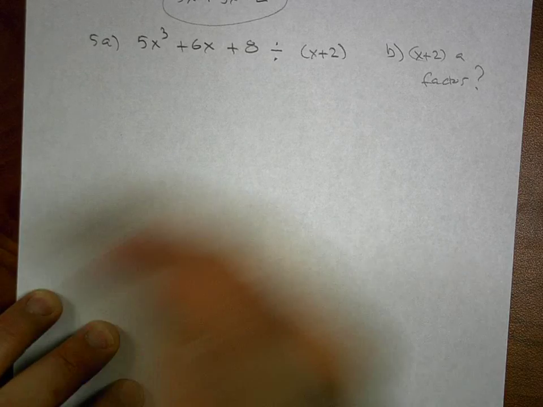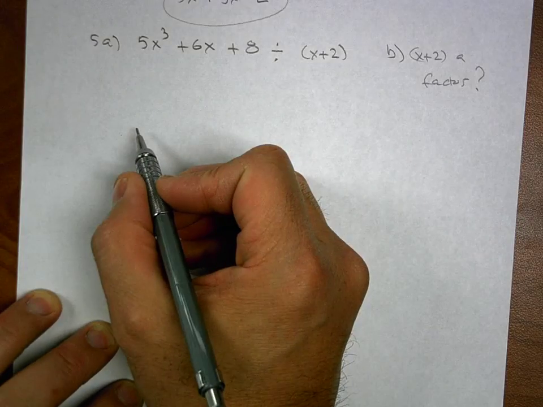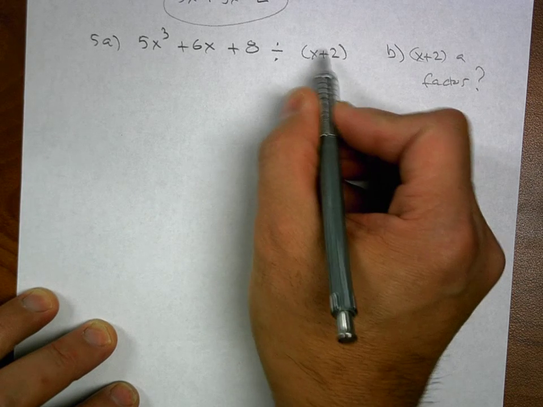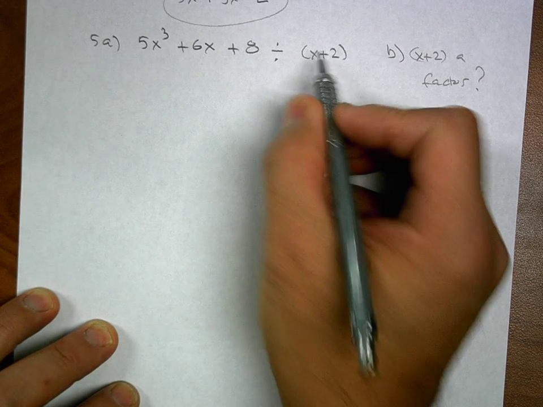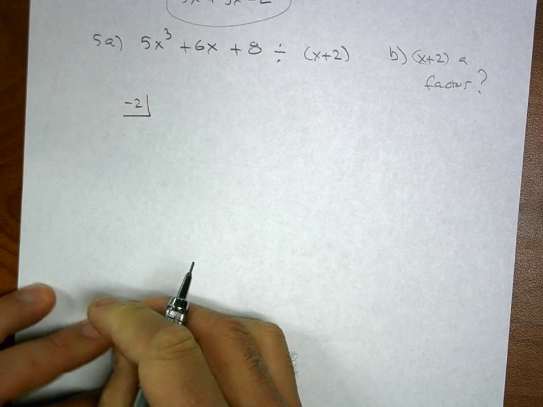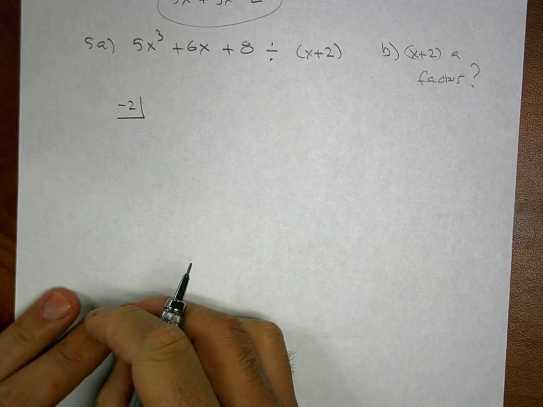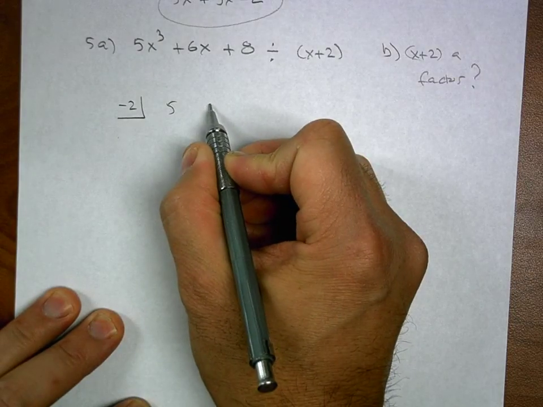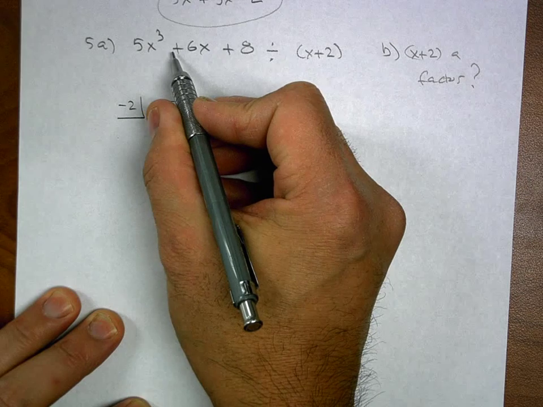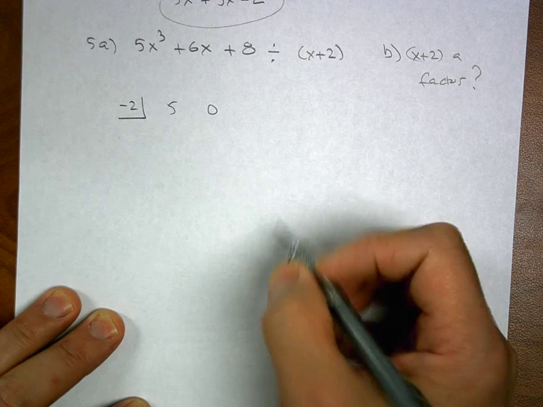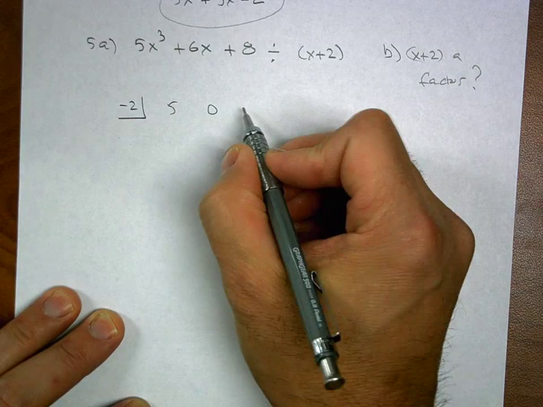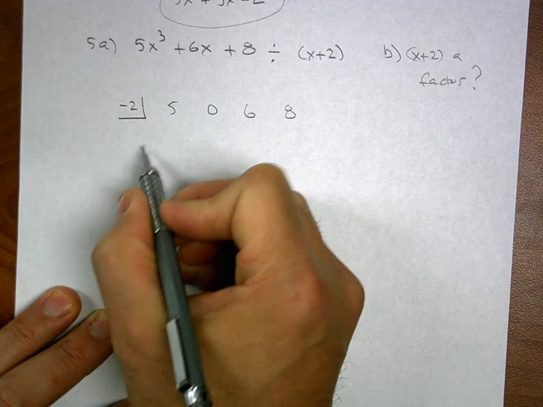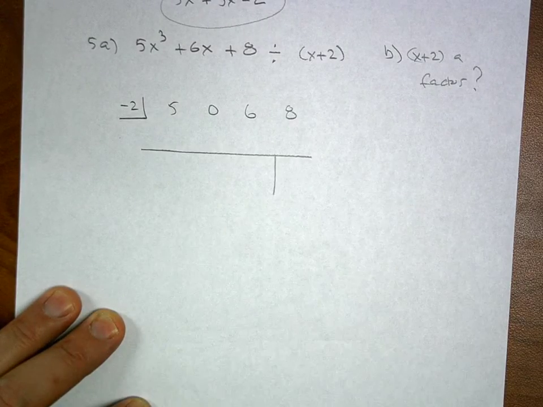All right, so what do we put in the little box? 2 or negative 2? Negative 2. Whatever makes that 0 right there. So negative 2 is in the box. Okay, now what do we do? 5. Why 0? There's no x squareds. All right, good. You have to have that there. It's going to throw everything off, right? So 5x cubed, 0, and then 6, and then 8. There we go. Leave a little space, draw a little line, the place for your remainder.